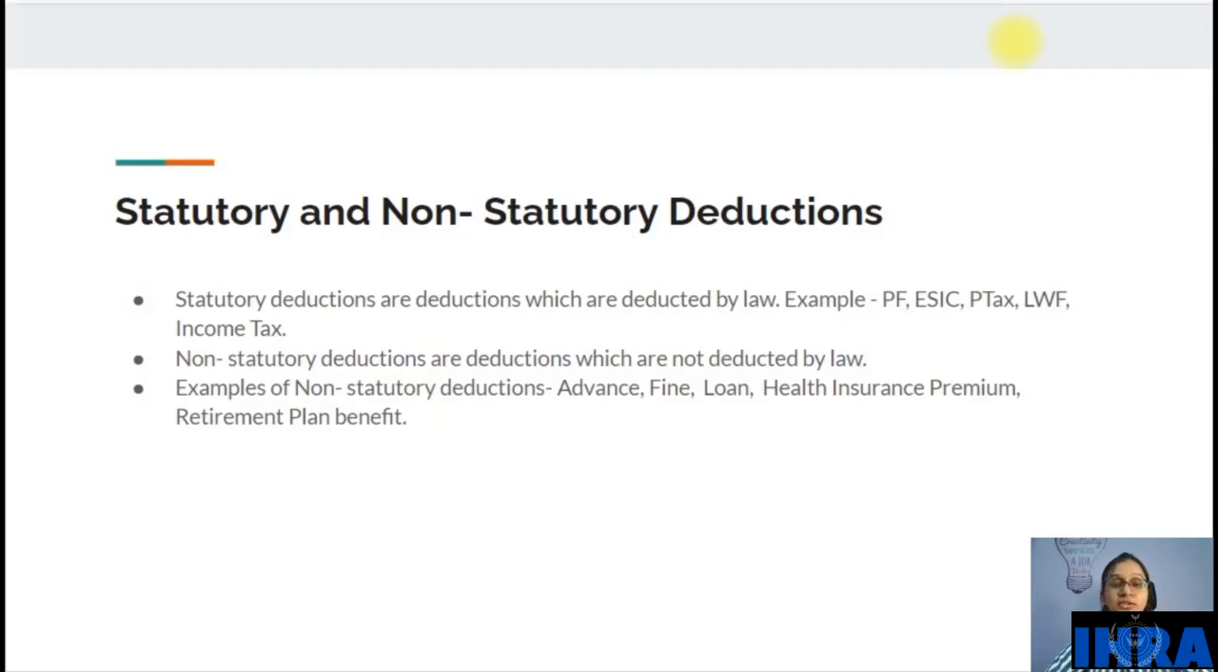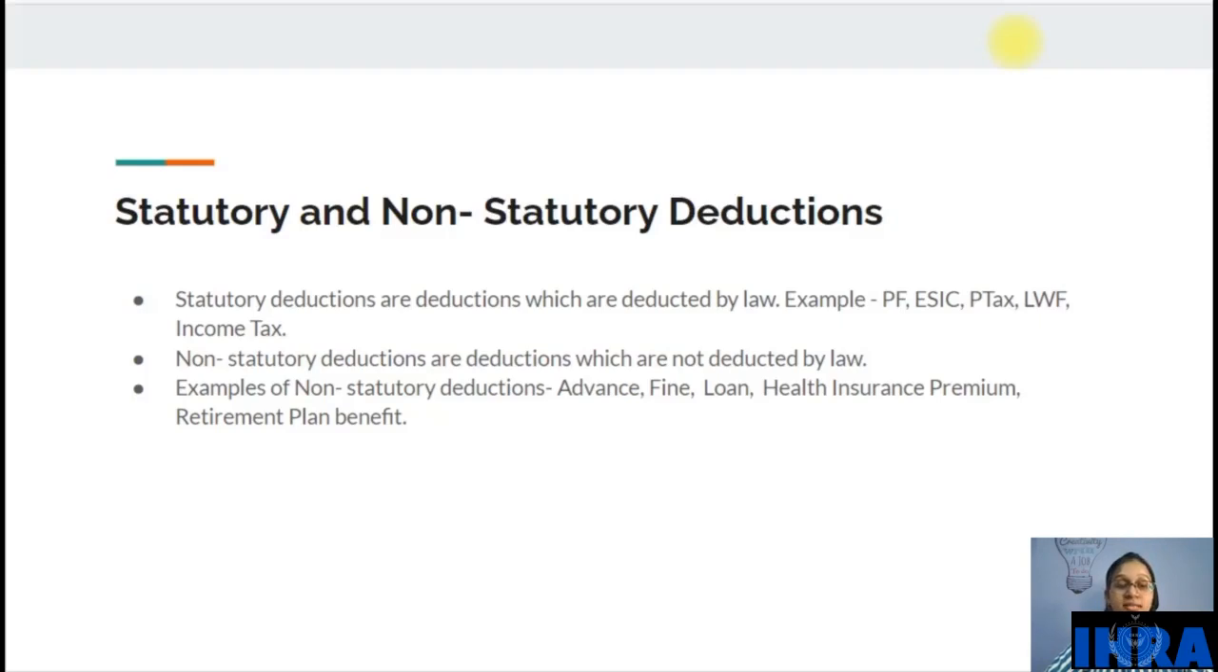Now, what are non-statutory deductions? These are the deductions which are not deducted by the law. The government has not told us to make these deductions, but still these deductions are there. Why? Because the company wants to give some benefit to the employees, which we'll talk about later. So all these are non-statutory deductions. For example, advance, fine, loan, health insurance premium, retirement plan benefit all come under non-statutory deductions.